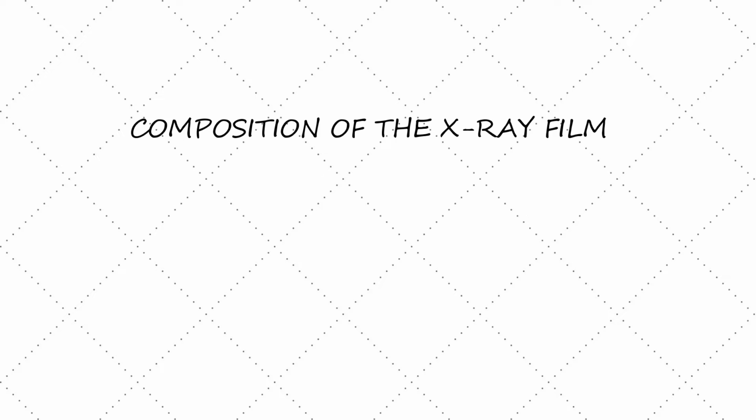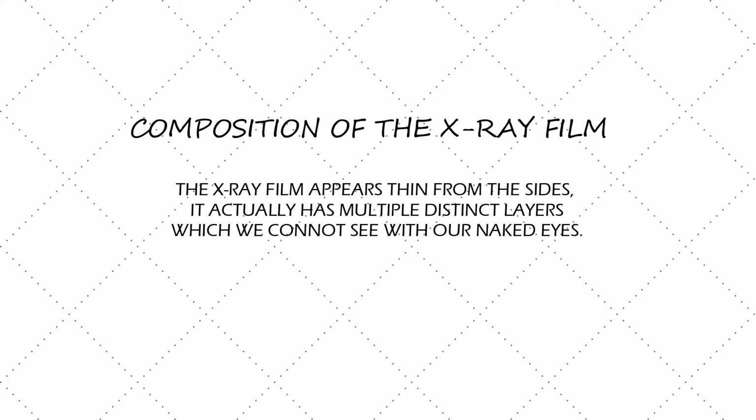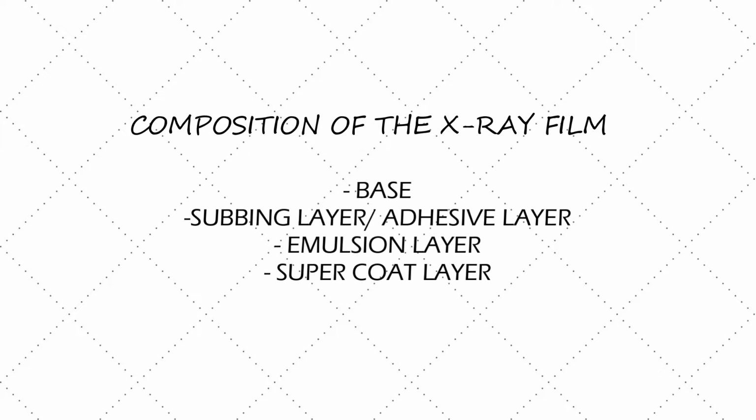The composition of the X-ray film. The X-ray film appears thin from the side. It actually has multiple distinct layers which we cannot see with our naked eyes. This includes the base, subbing layer or the adhesive layer, emulsion layer, and the supercoat layer.